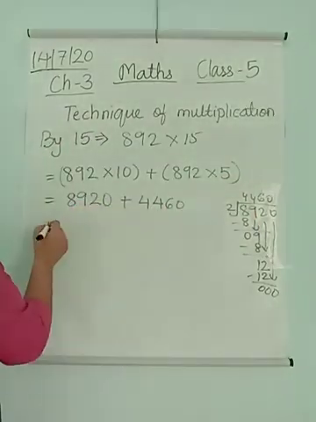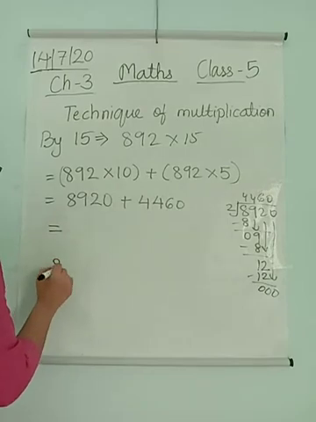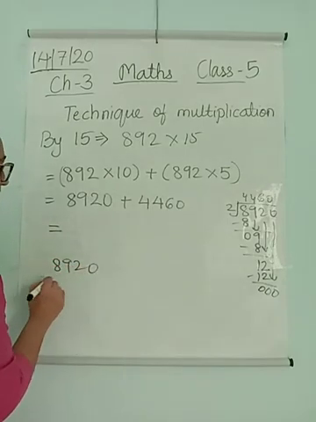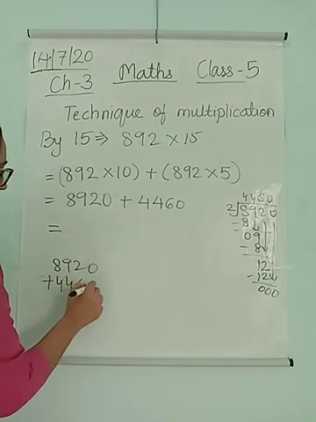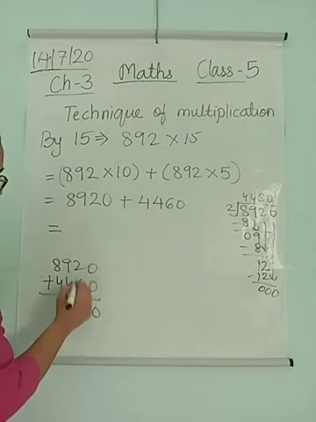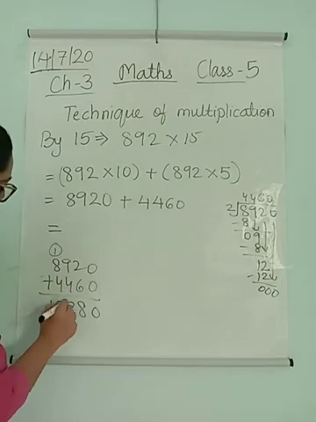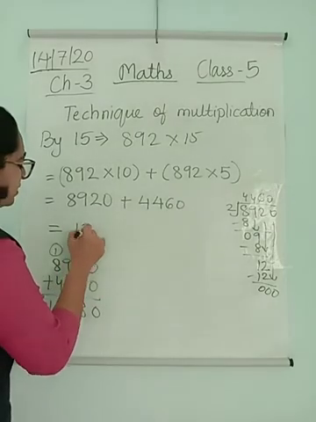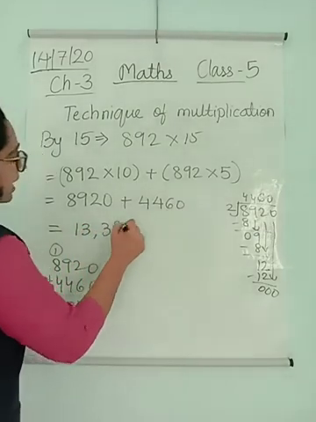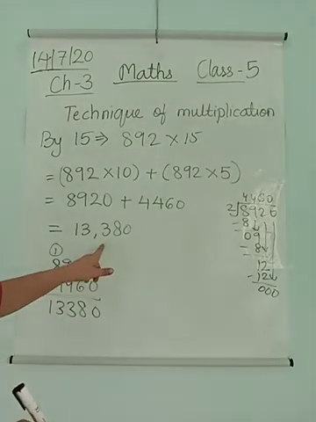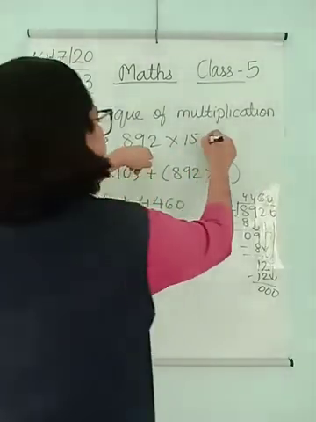Now I have to add these both. 8920 plus 4460 plus करो 8 13 30. So इसका आंसर आया 13,380. Okay, this is the answer for this.